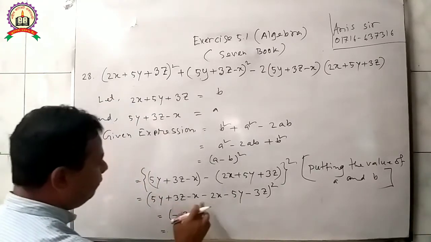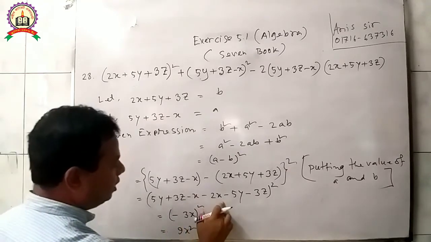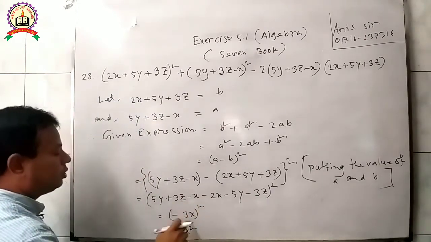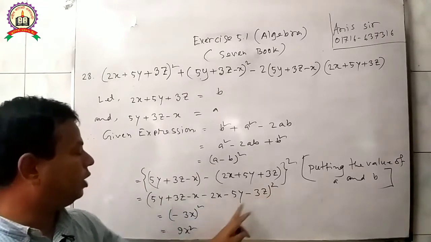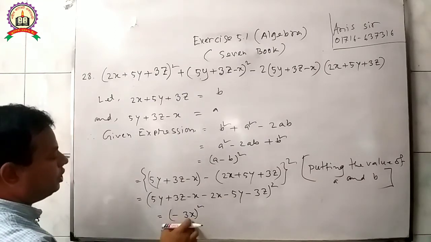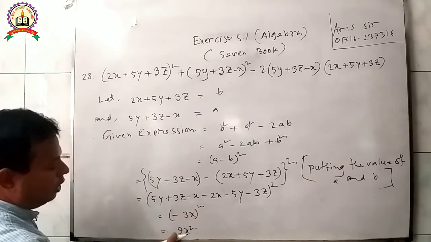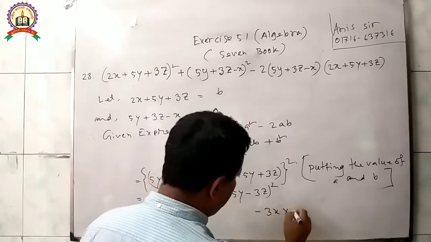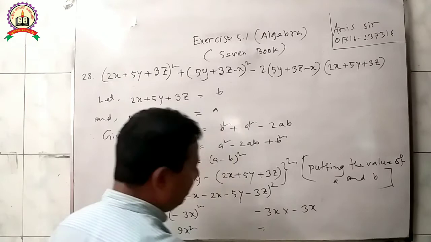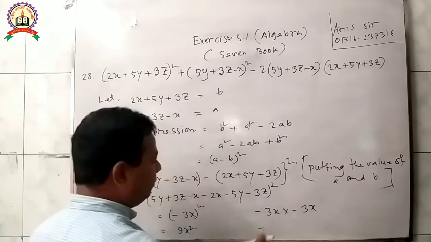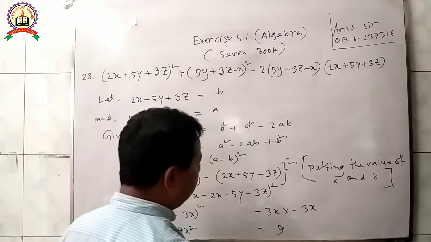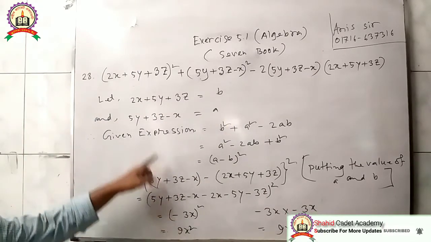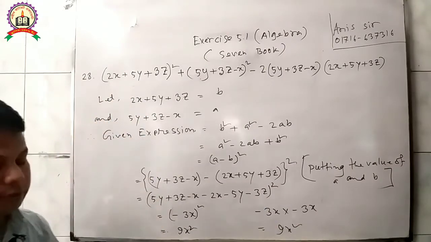So we have minus x and minus 2x, which will be minus 3x. Then we use whole square, so we get (-3x) whole square, which equals 9x square. Minus 3x whole square means minus 3x into minus 3x, so minus and minus will be plus. Then 3 into 3 equals 9, x into x is x square. So we get 9x square, and this is the value of this simplification.